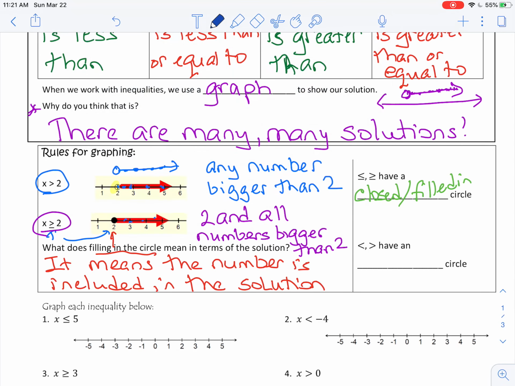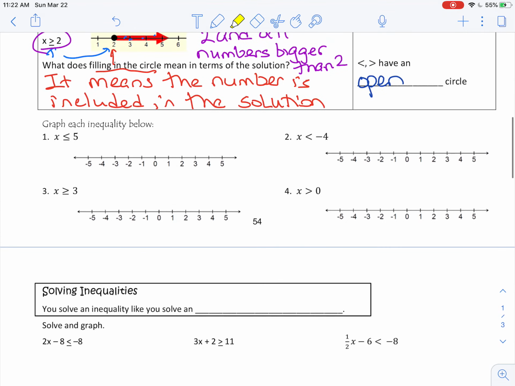On the other hand, the less than and greater than signs have an open circle because the number's not included. So this is huge. If there's an equal sign, that's the whole clue right there. If there's an equal sign, it's going to be filled in. Boom. If there's no equal sign, it's going to be a hollow dot.